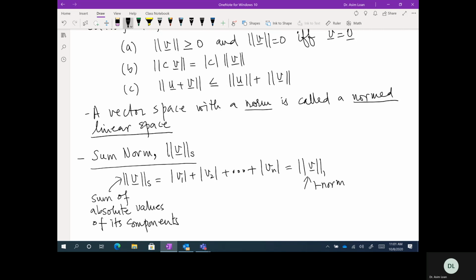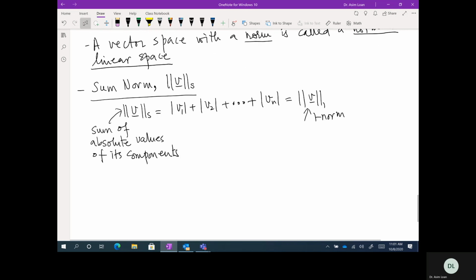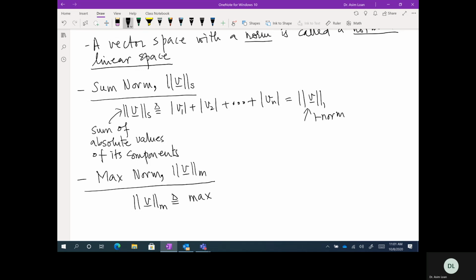And we'll see why. The second norm is the maximum norm. This is also called the infinity norm, and again we'll see why it's called the infinity norm. The maximum norm by definition is, whenever I put a triangle on the equal sign, this is the definition, the maximum value of the absolute values, V1 through Vn.